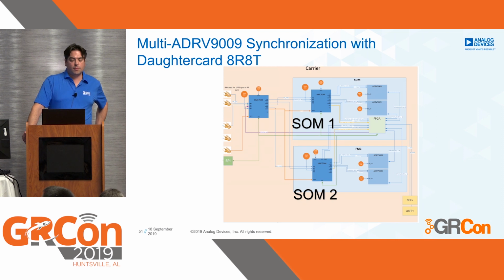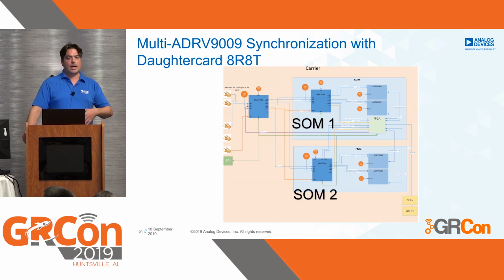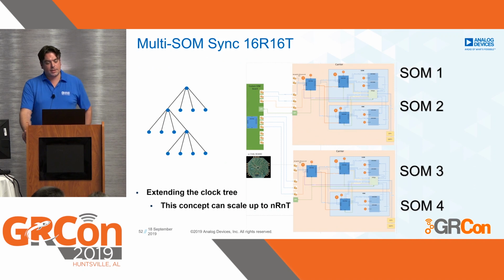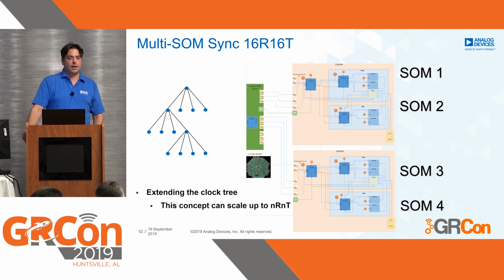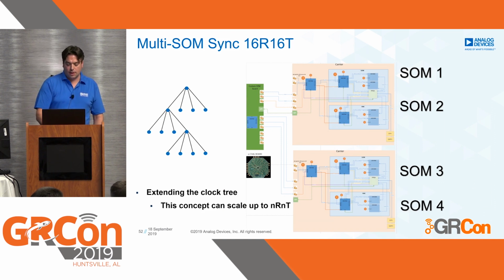So this is the example for an 8R8T synchronization, where you always add another layer with another clock chip on top of it. And it's always going top-down synchronization. And as we can see, we can play this game for a little bit more, and we can expand the clock tree and also scale our number of channels using this approach.